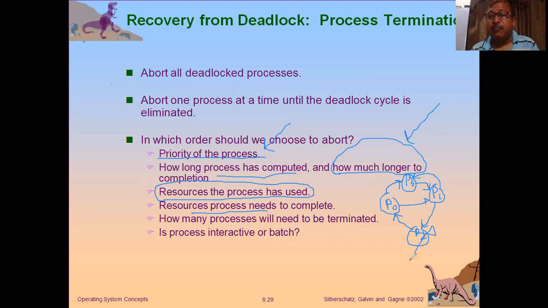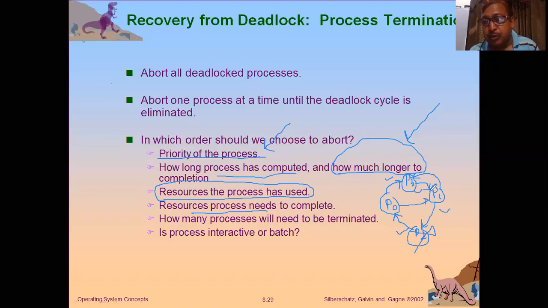This is the wait-for graph for a particular system at a particular point in time. If I abort this process, because there is a cycle like this and a cycle like this, will the deadlock be removed from the system? No, because there is still a deadlock between P1 and P3. So it is not a wise decision to remove this process.